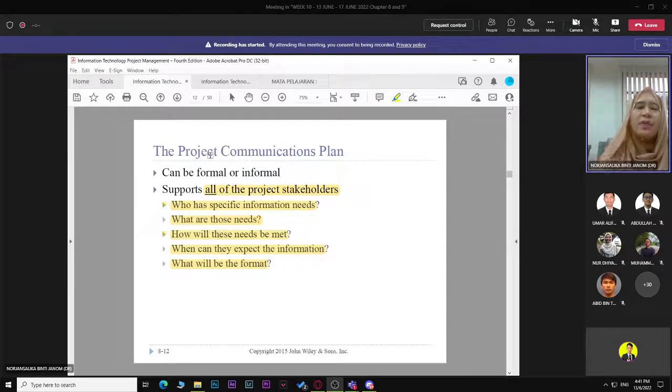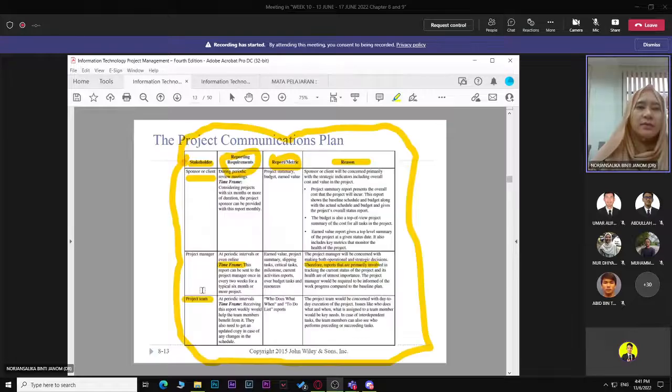Your communication plan will be able to answer these 5 questions. Who has specific information needs? What are those needs? How will these needs be met? When can they expect the information, and how often do you need to communicate? What will the format be? In order to do that, this is an example of the project communication plan.